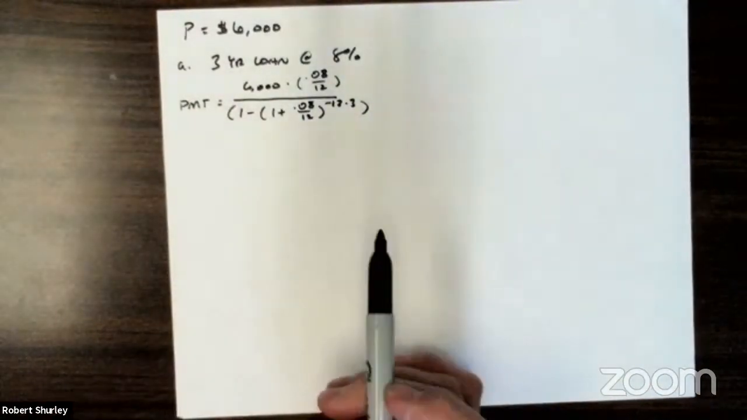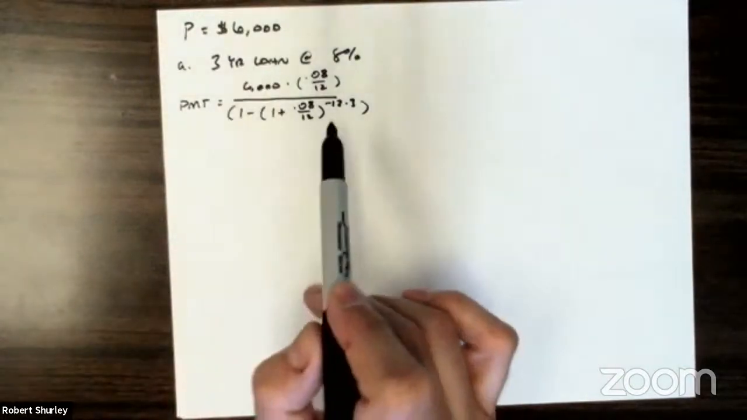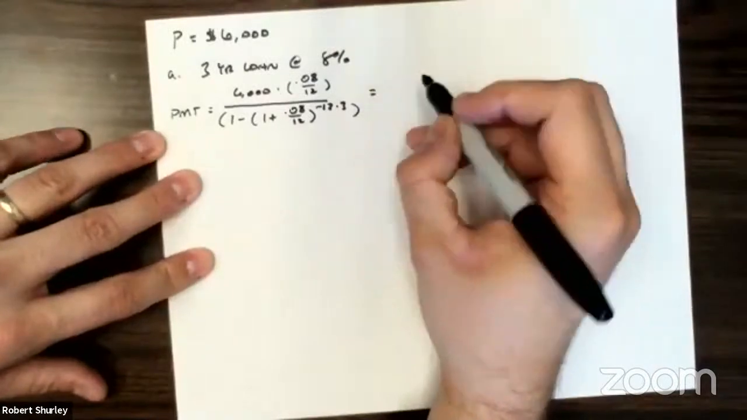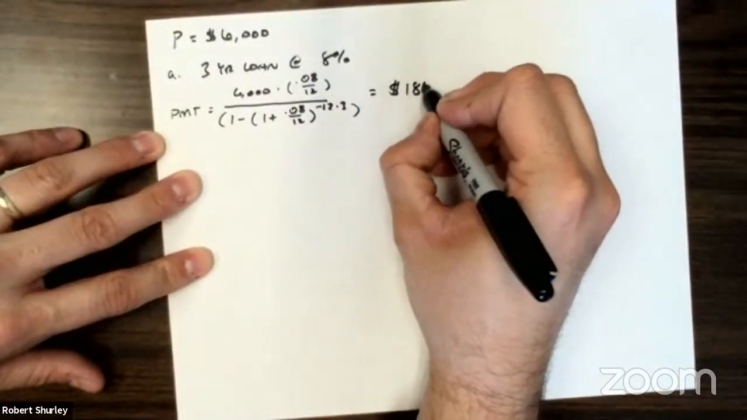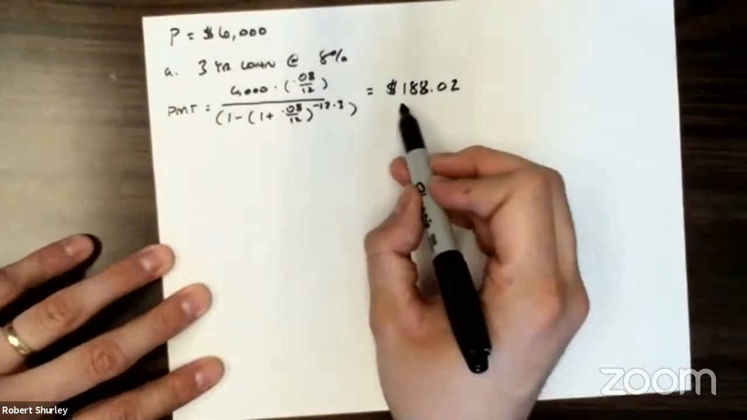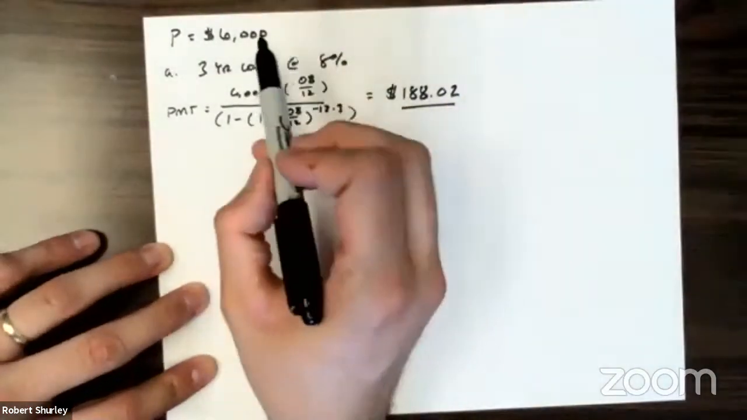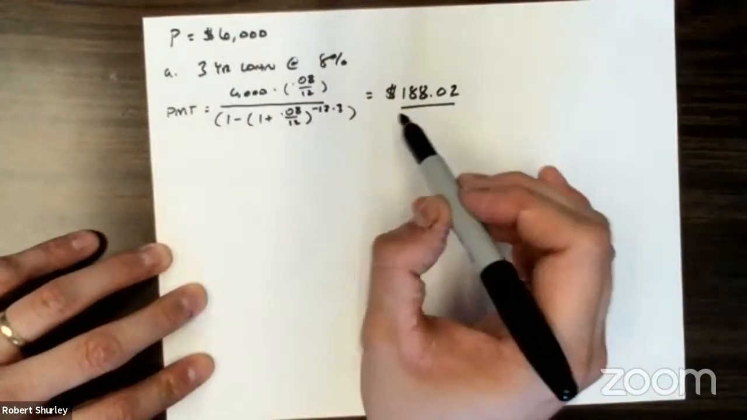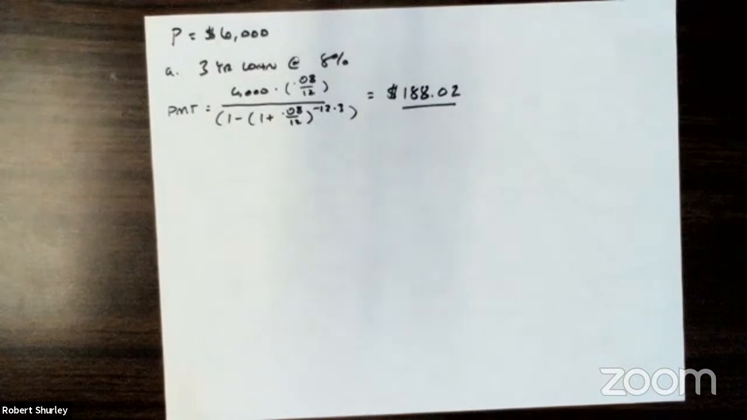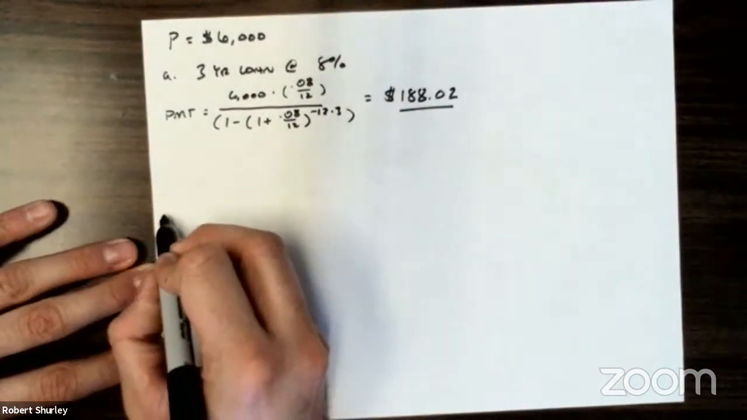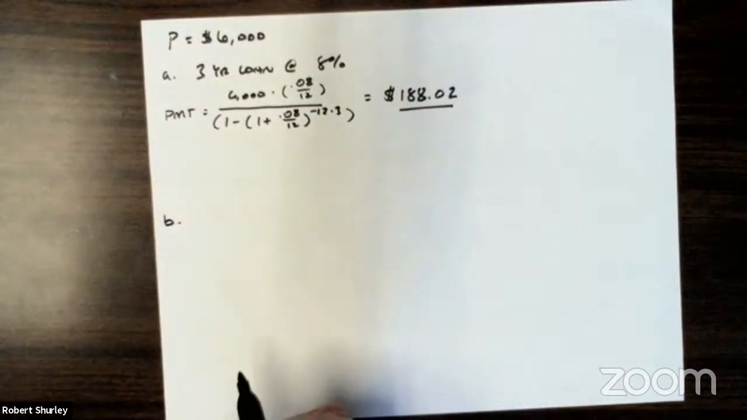Now I'm going to be a little lazy, guys. It turns out when you do this math, I'm going to steal it right from the book. It turns out to be $188.02. So that would be your monthly payment if you had a $6,000 loan over 3 years at 8%. So you're going to make $188 for that payment. So let's go to the second one just because I'm interested to see what the payment's going to be for this next one.